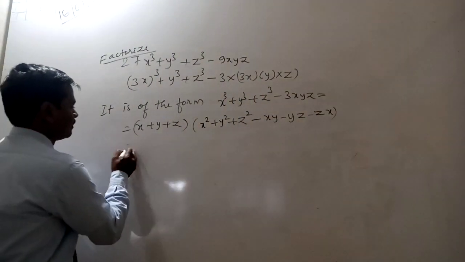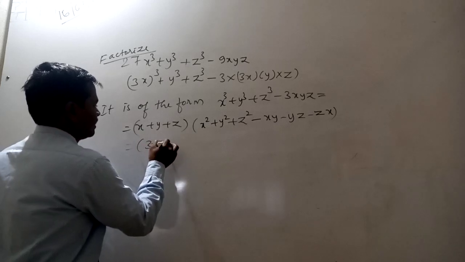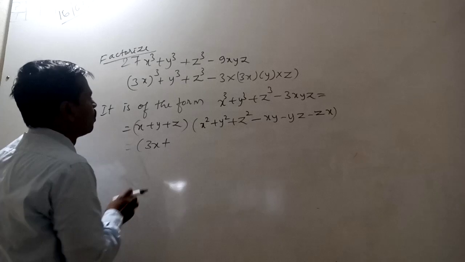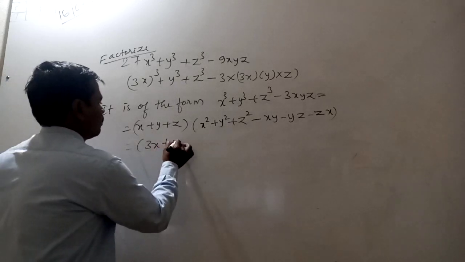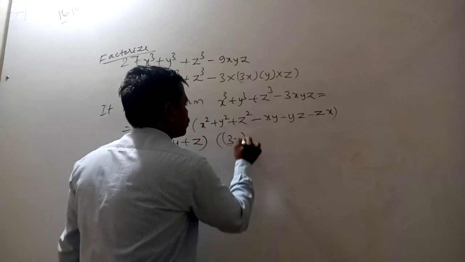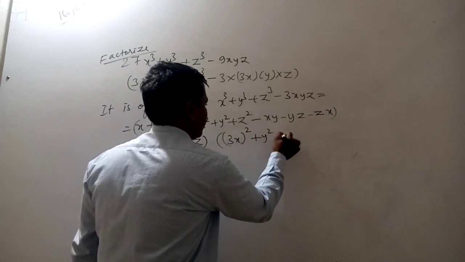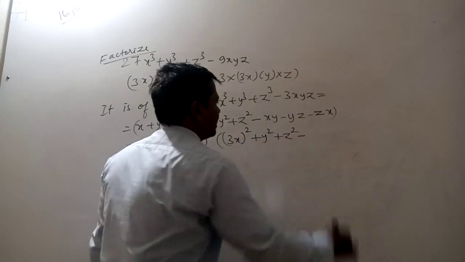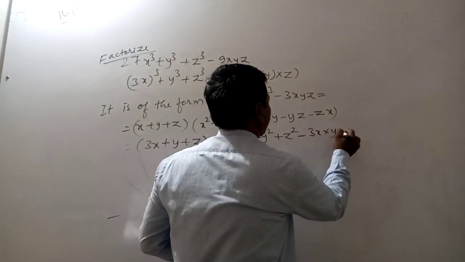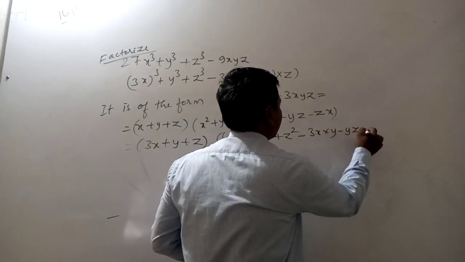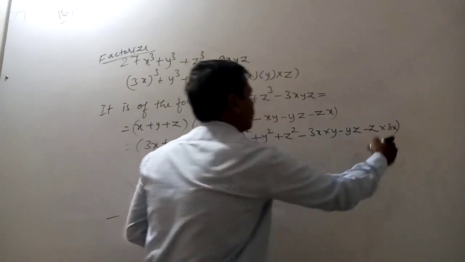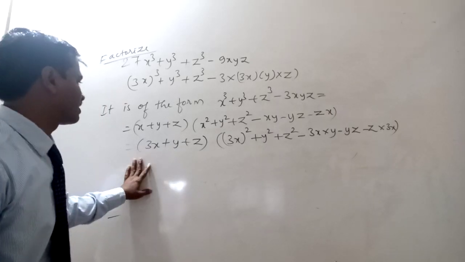In place of x, 3x, plus what is here? y in place of y only. y plus z. x square means 3x whole square plus y square plus z square minus xy, 3x into y, minus yz, y into z, minus zx, z into 3x. This is the formula. Now we'll factor and simplify this one.